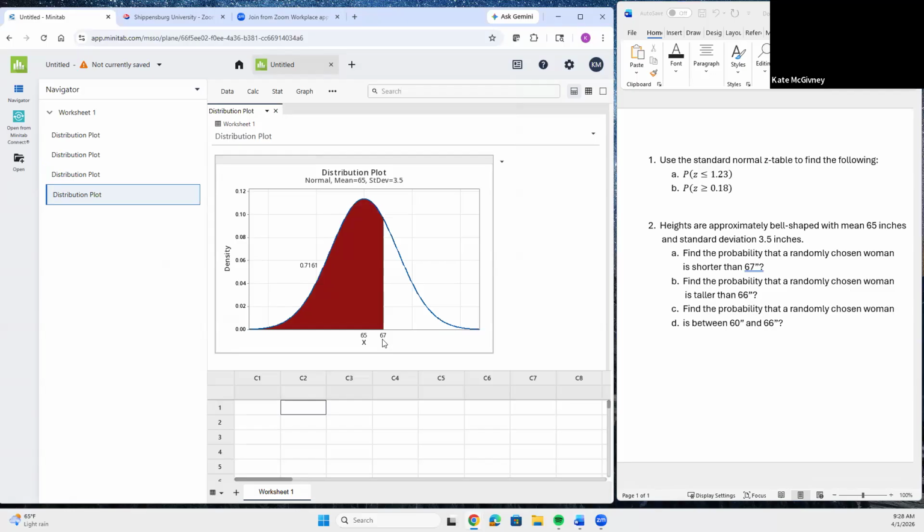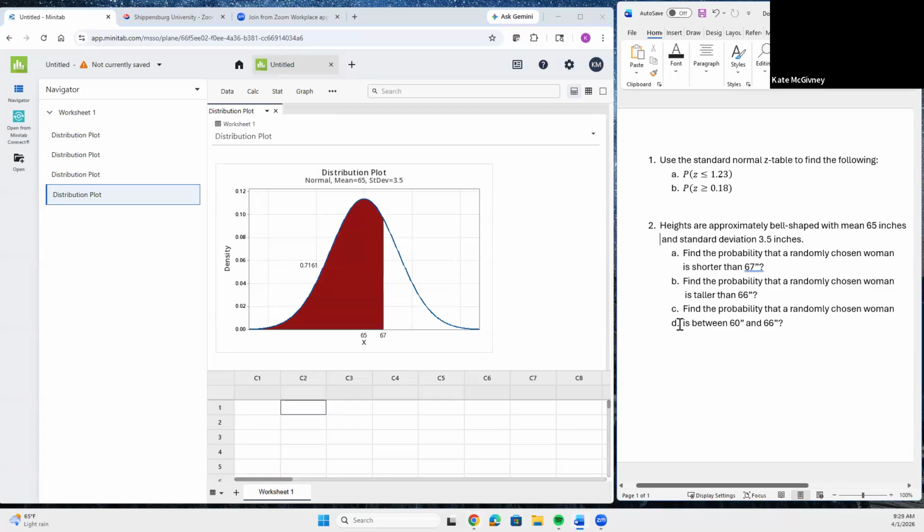Okay. In our calculation by hand, I think we got 0.7157, which is close enough. There's a little rounding error when we do it by hand because we are rounding z-scores to 2 decimals.